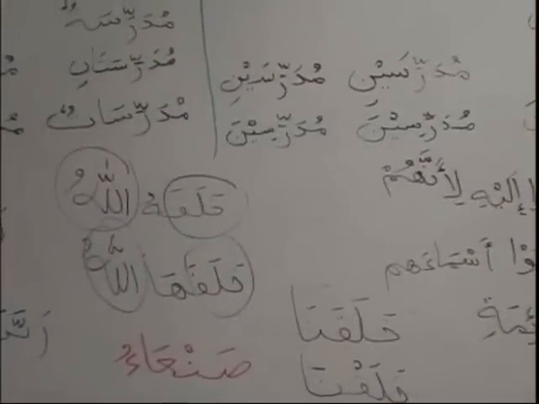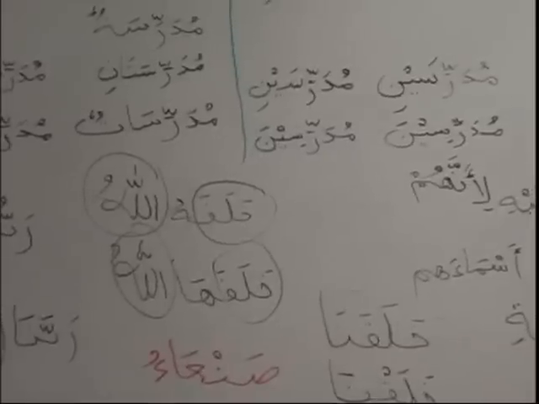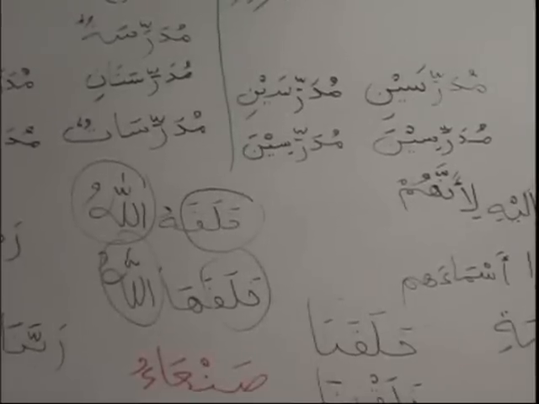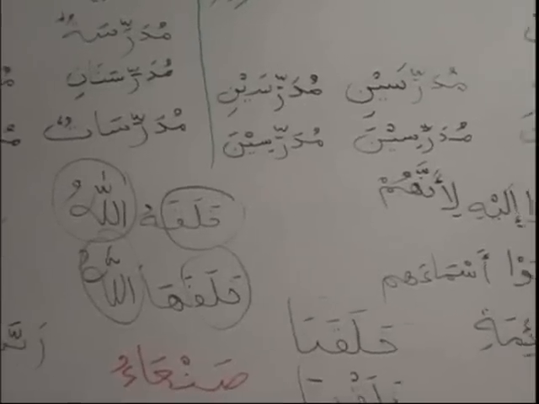San'a'u. Asimatul Yamani. San'a'u. Asimatul Misra. Misra, see? Not Misri. Asimatul Misra. Why Misra? Diptot. What is Asimatul Misra? Asimatu Misra Al-Kahiratu. Asimatu Misra Al-Kahiratu.